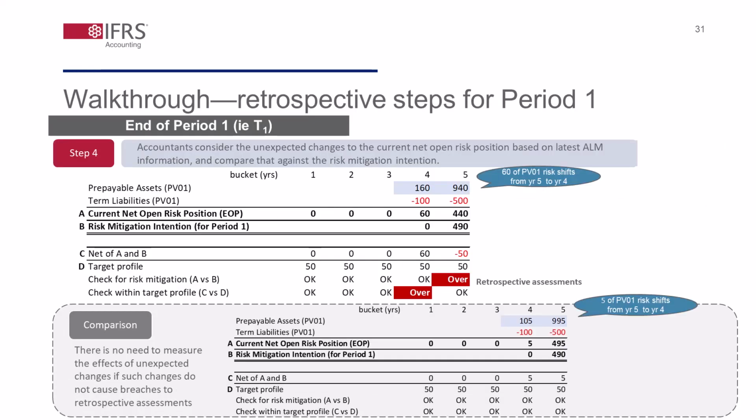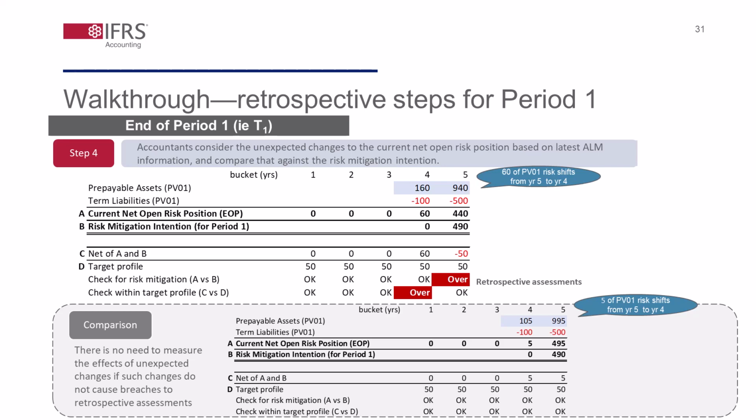In step 4 of the DRM cycle, the entity needs to assess whether there are unexpected changes to its current net open risk position at the end of the assessment period. If so, the entity needs to capture the effects of these changes in step 5 of the DRM cycle before working out the measurement and accounting entries required under the DRM model. Step 4 starts with updating the current net open risk position for any unexpected change during this period.